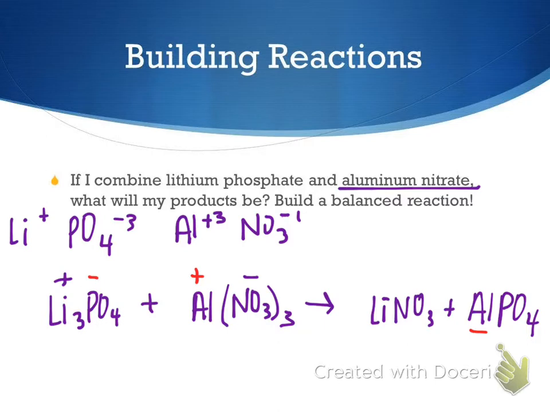Okay? Lithium and nitrate are both 1 charges, +1 and -1, so they went together in a 1-to-1 ratio. Phosphate and aluminum were both 3 charges, so they went together in a 1-to-1 ratio also. So now our job is to balance the reaction. We've got all of our compounds up here correct. Now we balance the reaction. So go ahead and do that if you haven't already.